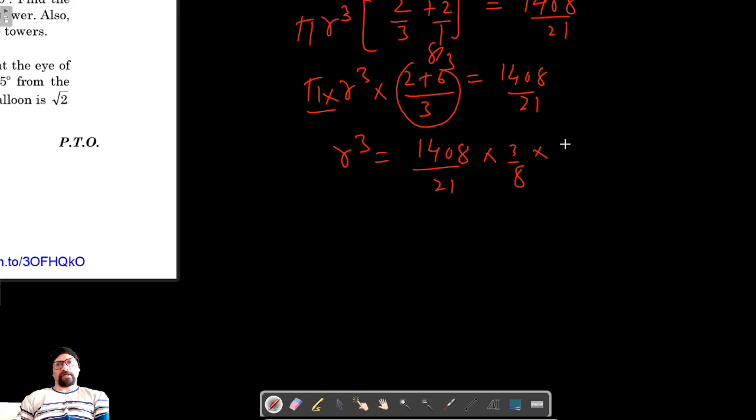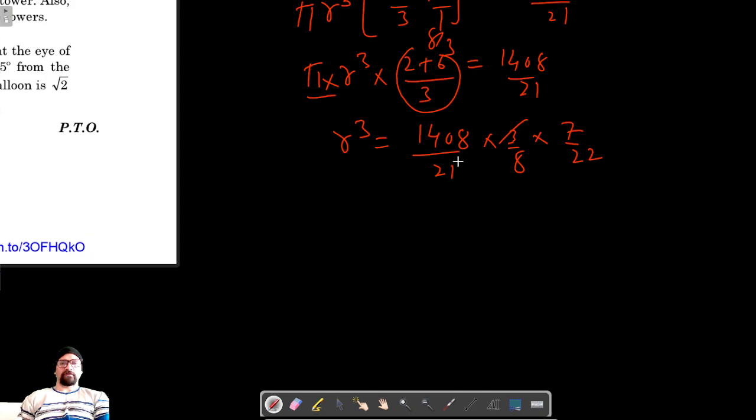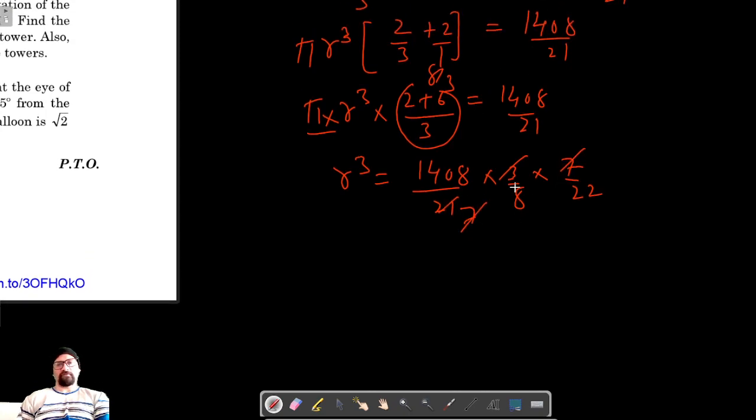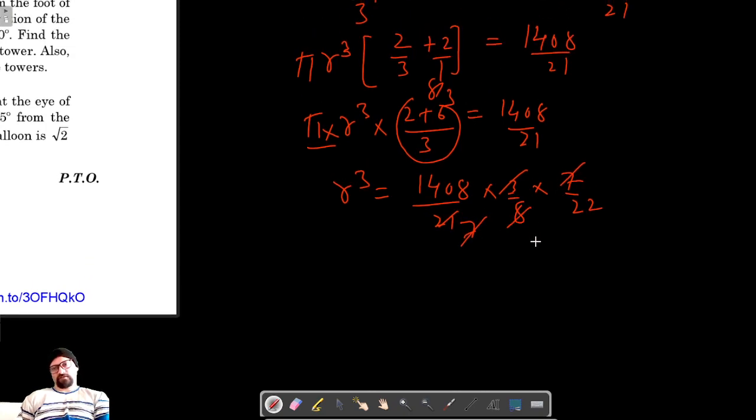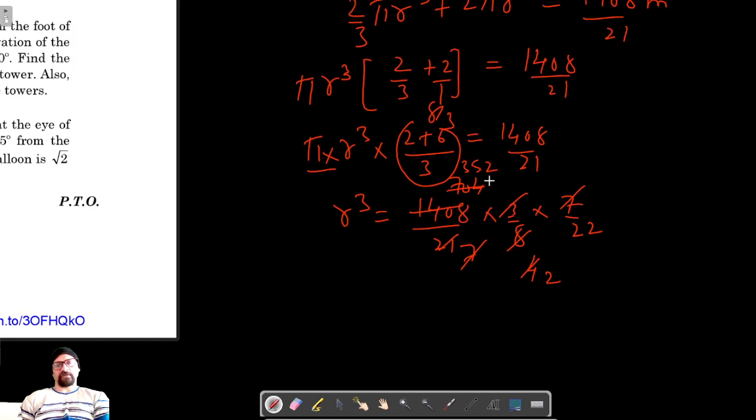And pi becomes 7 by 22 on this side. Again, if we try to solve this, this is 3, 7 by 21, 7 and 7 get cancelled. This is 2, 4s are 8, and 704 again cancelled with 2. So this is 352. And again, if we cancel this with 2, so this is 2 1s are 2.